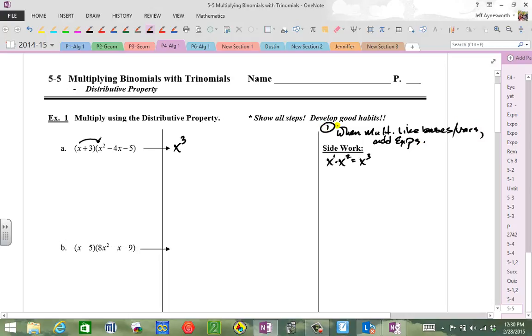So that's one key concept right there. X times x squared gives you x cubed. 1 plus 2 is 3, obviously. And that should make sense because x squared is x times x. So really what you're doing here is you're multiplying 3 x's together, and that's why you have x cubed. So x times x squared is x cubed. Okay, I see a minus sign, so I'm going to put a minus sign.